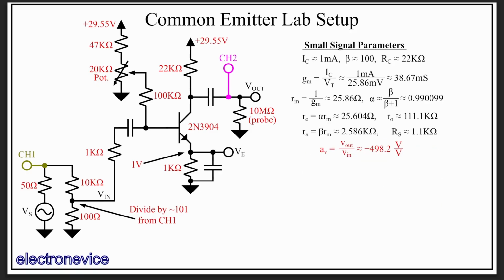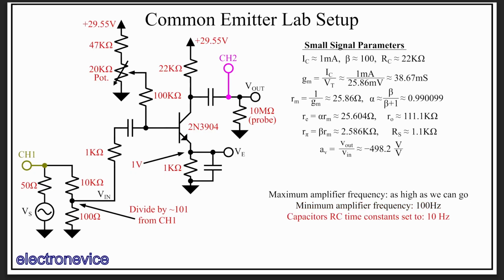So now that we have our small signal parameters, the final piece of the schematic we still need to determine are these three capacitances. And to do that, we need to decide upon a frequency range for our amplifier. Since we're just showcasing the advantages of the Cascode, we're going to set our upper frequency to as high as we can go. The lower limit we'll set to 100 Hz. In order to get good properties and minimal phase shifts at 100 Hz, we'll want to set our capacitors so that the corner frequency of the RC time constants produced by those capacitances is around 10 Hz.